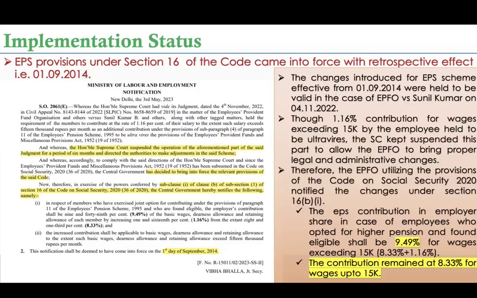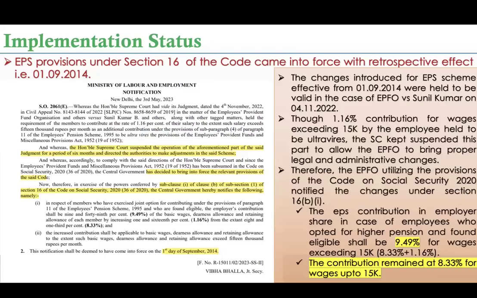So therefore, EPFO utilized this opportunity, and since the Code on Social Security was already in place and the provisions were already available, the government used this opportunity, and utilized the provision under section 16(B)(1) and brought certain changes. Now, the change is, the EPS contribution in the employer share in case of employees who opted for higher pension and were found eligible shall be 9.49% instead of 8.33%.